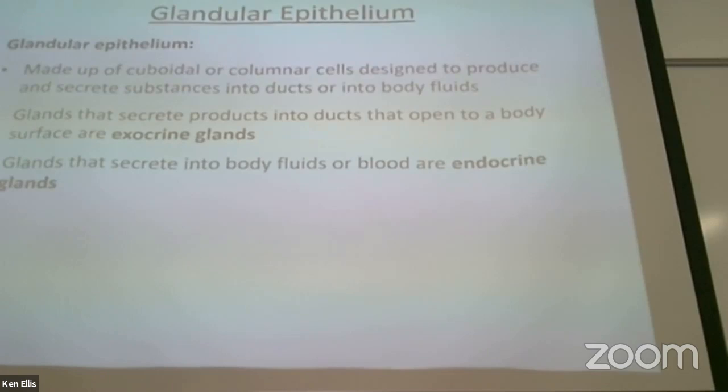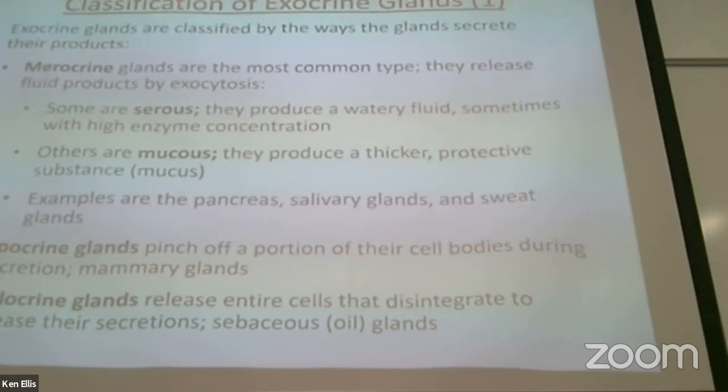Now, there are three kinds of classifications for exocrine, and they are merocrine, apocrine, and holocrine. Merocrine glands are the most common. They release a fluid product by exocytosis. The picture will show, okay? Some are serous, and they produce a watery serous fluid. Others are mucous, my favorite stuff, and they produce a thicker protective substance. Examples are the pancreas, salivary glands, sweat glands.